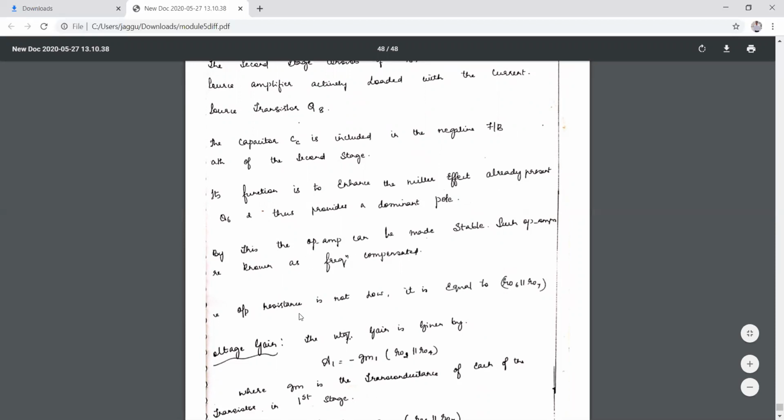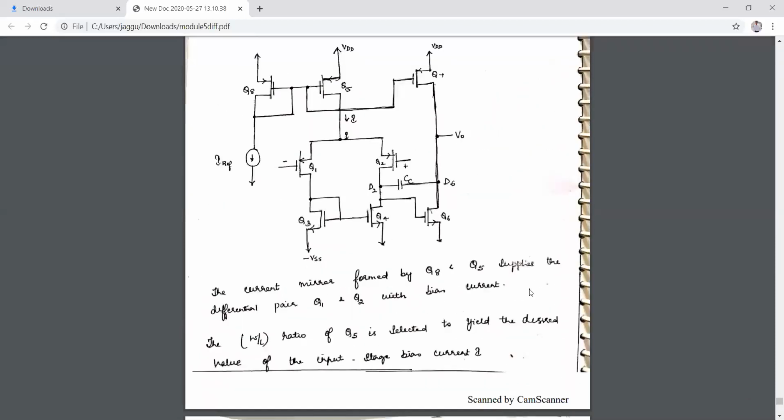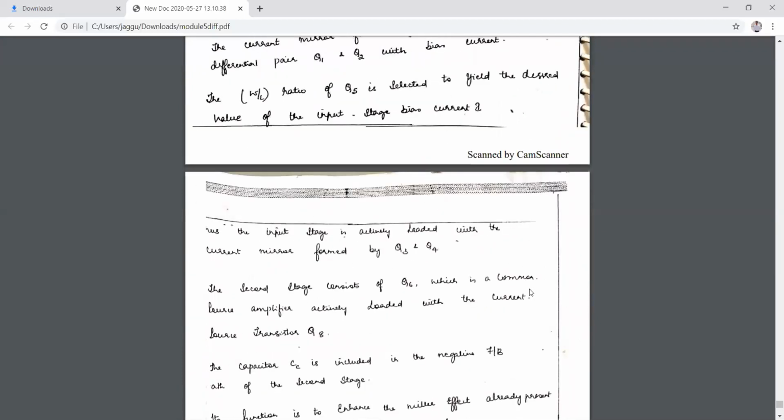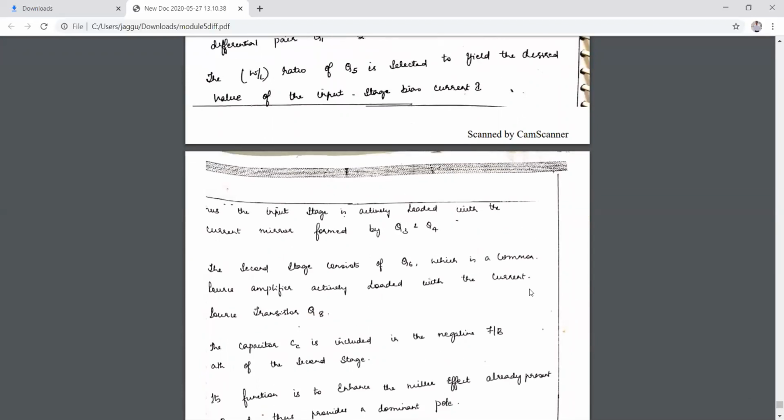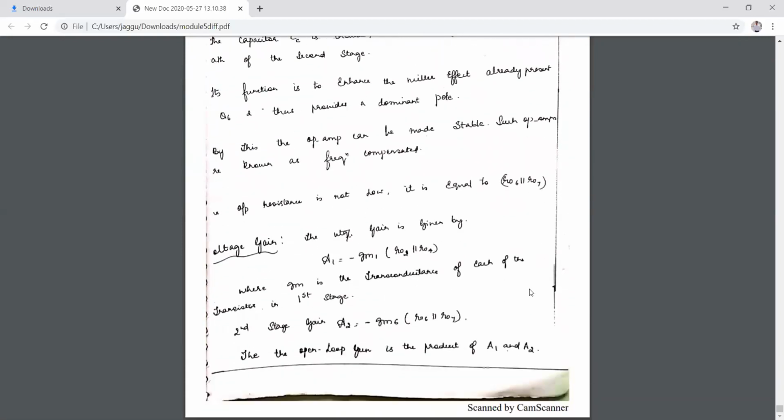The output resistance is not low, which is equal to R06. Whatever circuit is considered, the equivalent circuit in the form of a T model or pi model should be considered before writing the equation. And capacitor C is included in the negative feedback for the second stage for stabilization purposes. So this is the gain which we have derived. By looking at the circuit, we can write the gain.